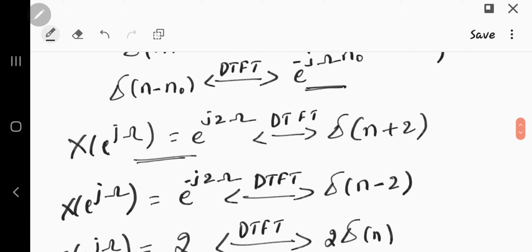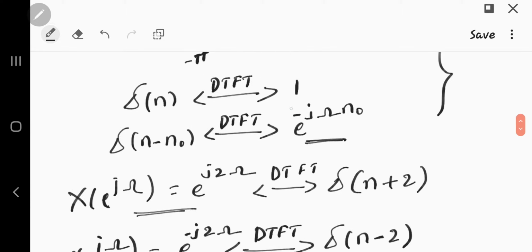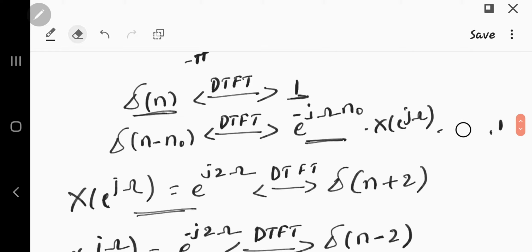That means I am just showing the reverse process of that. So delta n minus n naught will give you e power minus j omega n naught. Delta n will give us 1, or if you take the time shifting property, delta n minus n naught is e power minus j omega n naught into x of e power j omega. There, x of e power j omega is the DTFT of this signal, that is 1. So that will give you e power minus j omega n naught into 1. If you are wondering how the value is e power minus j omega n naught, this is the reason we are going to get it like this.